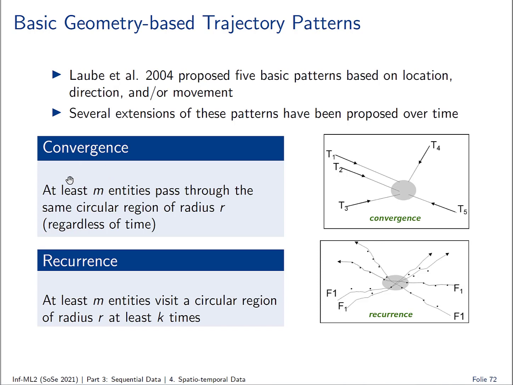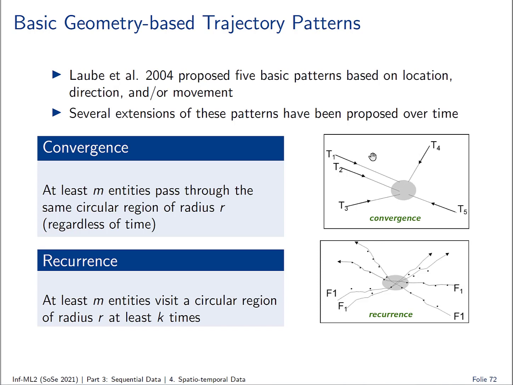Well, convergence means, it's probably the simplest pattern, at least m entities pass through this circular region of radius r, regardless of time. Yeah? So this is probably the simplest version of a pattern, meaning that there is some kind of circular region and all these trajectories pass through this region, regardless if it's the same time frame or not, regardless of time, so to say.